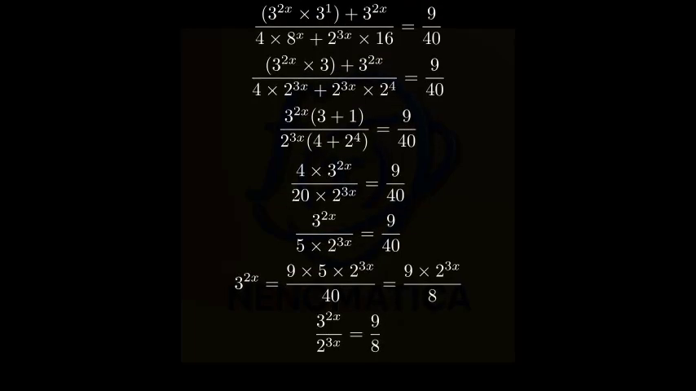Notice that we have 3 to the power of 2x on one side and 2 to the power of 3x on the other. To make progress, we'll convert this to a form of the same base raised to the power of x.